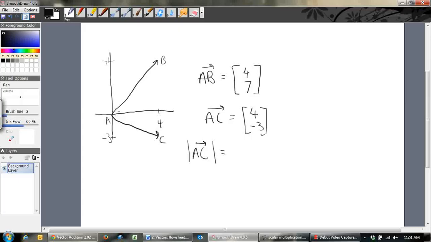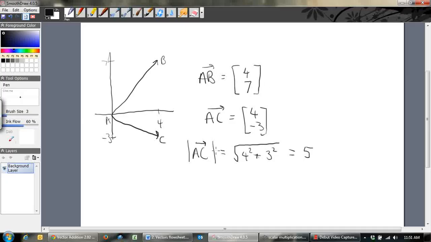So what is it? Well, let's think about it. If you want to know the length of this line, we can just use Pythagoras. And so what is it? The length of that line will be the square root of the horizontal component, so that'll be 4 squared, plus the vertical component, so plus 3 squared. And of course we know that's 16 plus 9, square root of 25, which is 5. So the magnitude of this line here is 5.